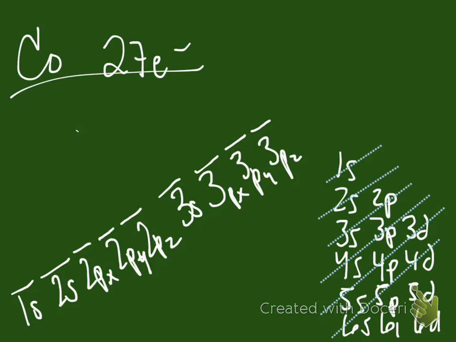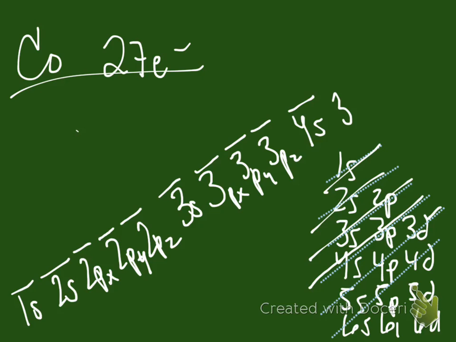Okay, so after 3p, we go to 4s, and then what? Then we go to 3d. So you have to follow the line. So 1s, 2s, 2p, 3s, 3p, 4s, 3d. So remember we have how many d orbitals? 5. So we have 3d1, 3d2, 3d3. I'm going to have to shrink those.